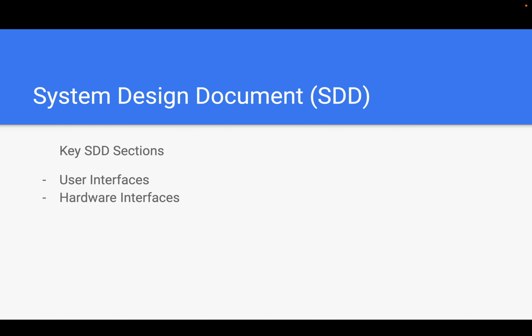Hardware interfaces. This part specifies the interaction between the ATM's hardware components such as the card reader, fingerprint scanner, cash dispenser, and display screen. Each component's specification, connection, methods, and data formats are outlined to ensure seamless integration.